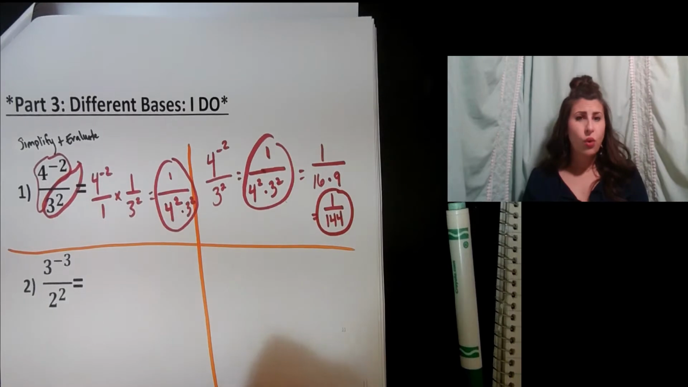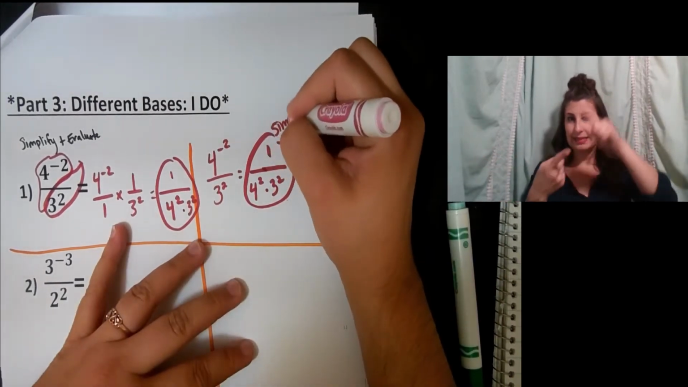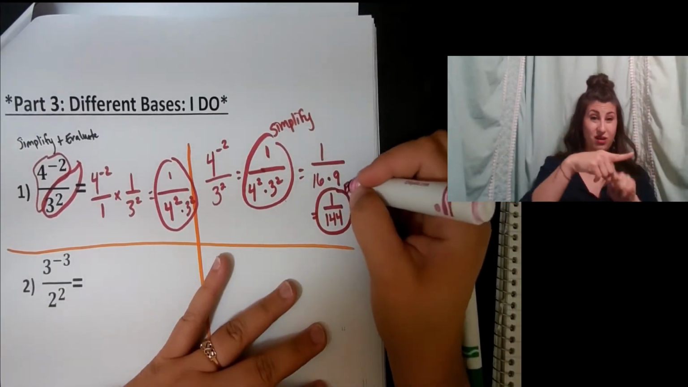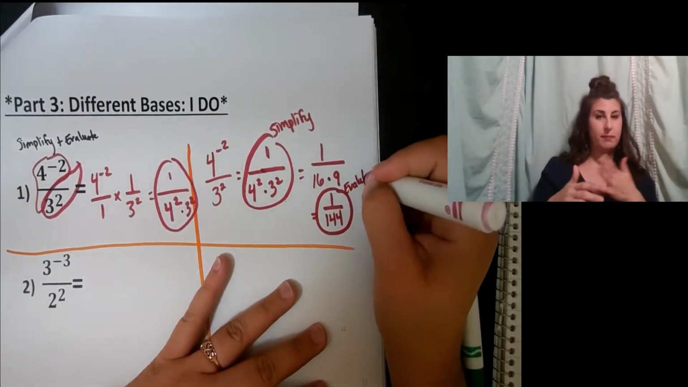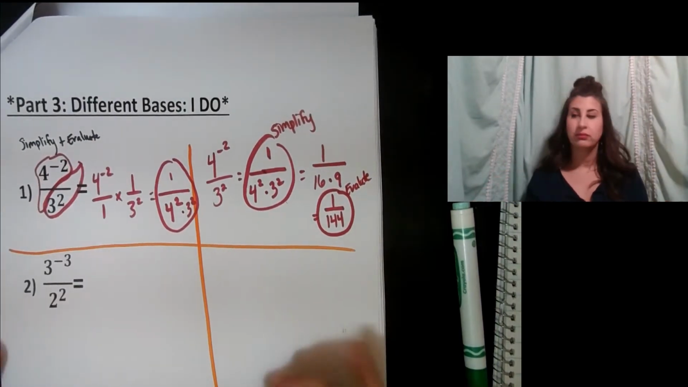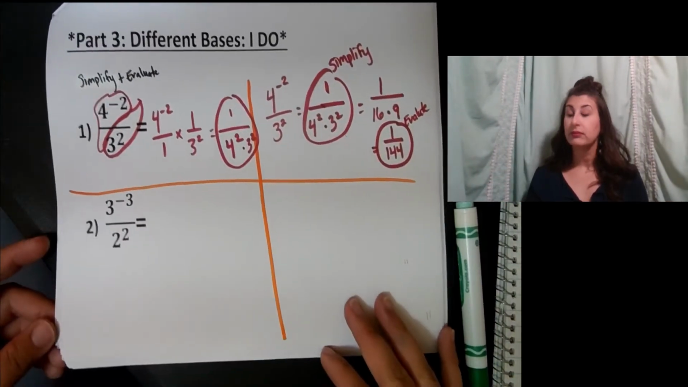Okay, so this right here is my simplification, and this is my evaluate. Okay, because it says simplify and evaluate. Now let's look at the next one.